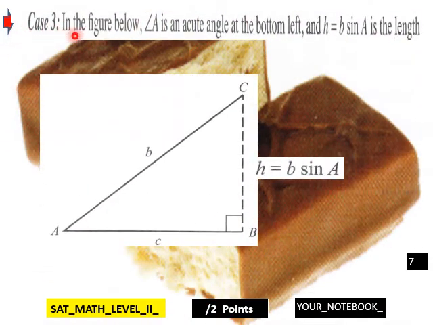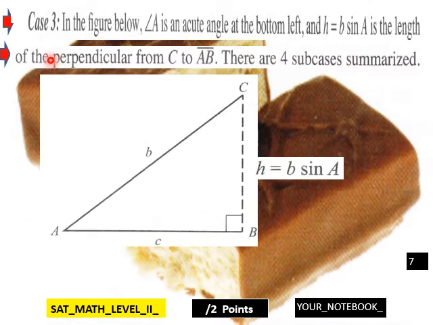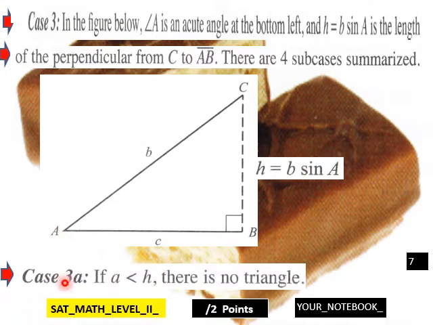Okay, case 3 in the figure below. Angle A is acute, so this is an acute angle at the bottom left, and h equals b sine A is the length h. So here's our height here. h equals b sine A would be the length of the perpendicular from C to AB. There are 4 subcases summarized in this situation.